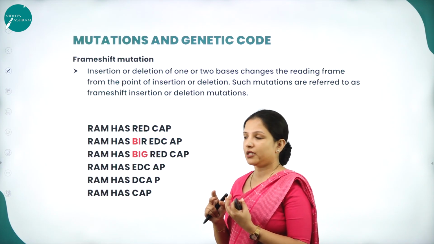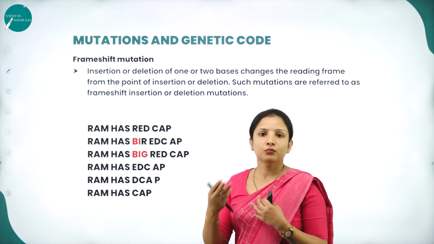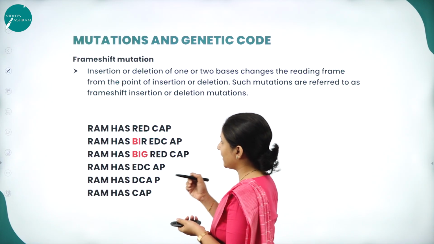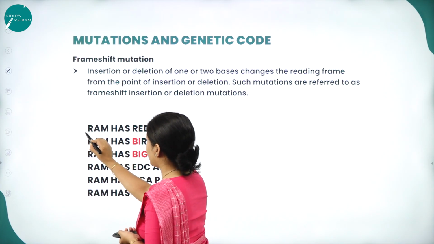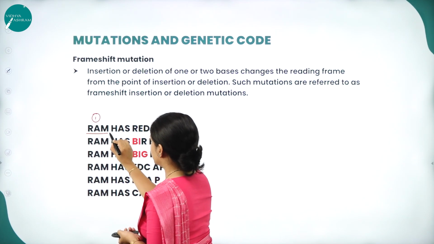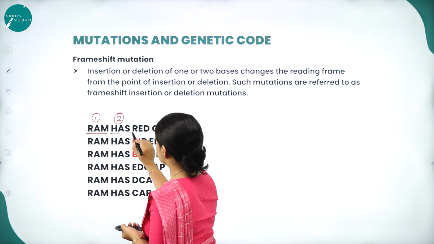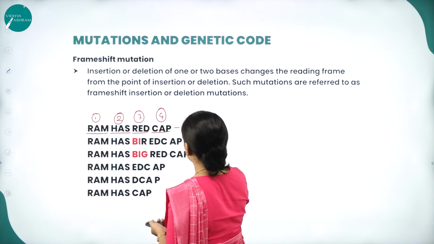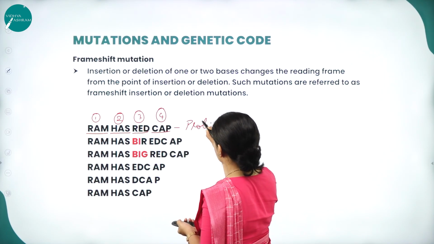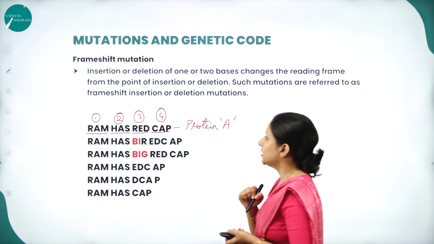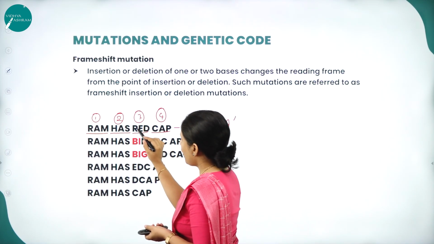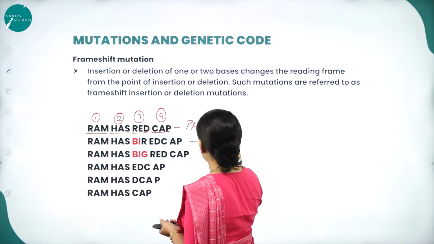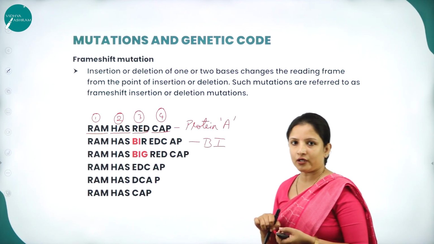Frame shift mutation means, if two or more nitrogenous bases get added, what will happen? So, here again, they have given Ram has red cap. Ram is the first genetic code, then comes the second, this is the third, and this is the fourth. As I told you, it will produce a protein. We named it A, right? So, protein A it will produce. Now, here, before red, RED, B and I got added. The sequence B and I got added there.